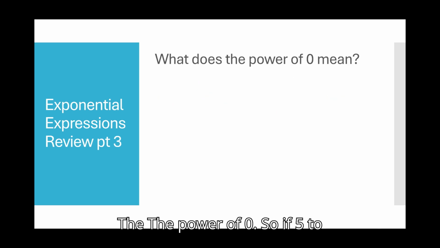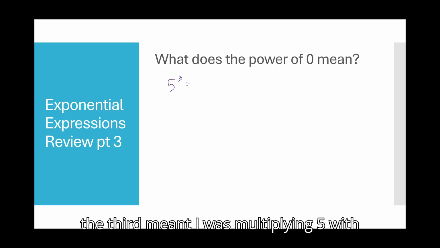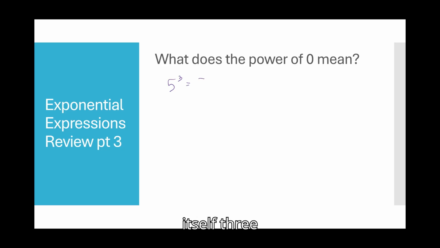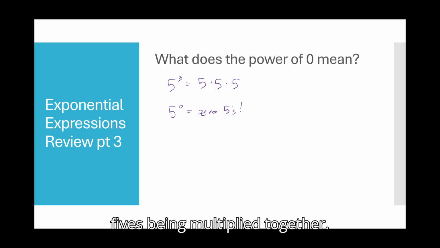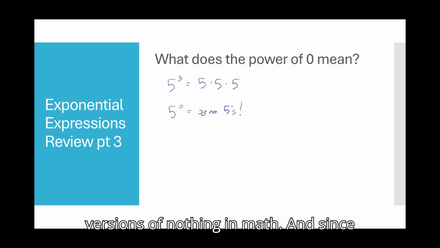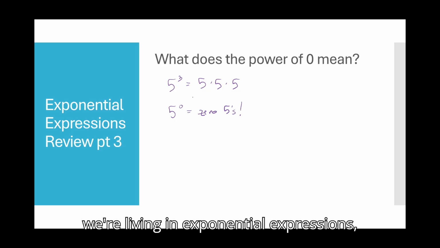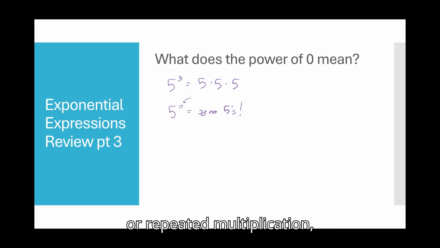The power of 0. So if 5 to the third meant I was multiplying 5 with itself 3 times, what does 5 to the 0 mean? I'm multiplying 5 with itself 0 times? Like, what is that? We do have 0 5s being multiplied together. So what we have left is nothing, but be careful. There's different versions of nothing in math. And since we're living in exponential expressions or repeated multiplication, we need the multiplication version of nothing.